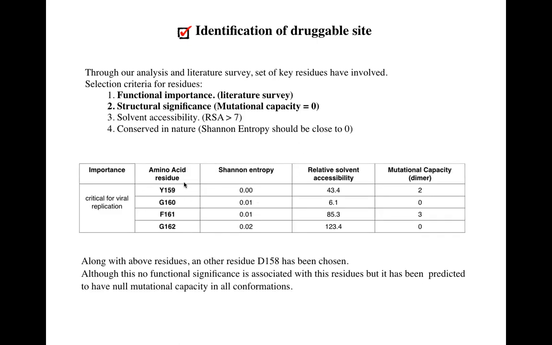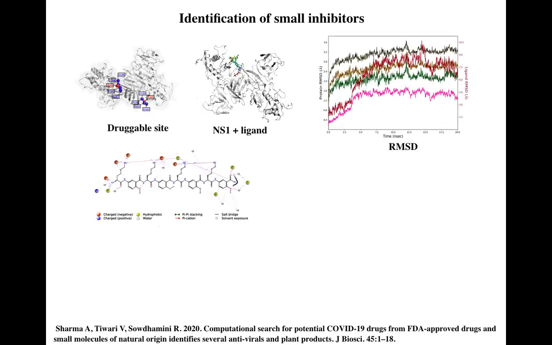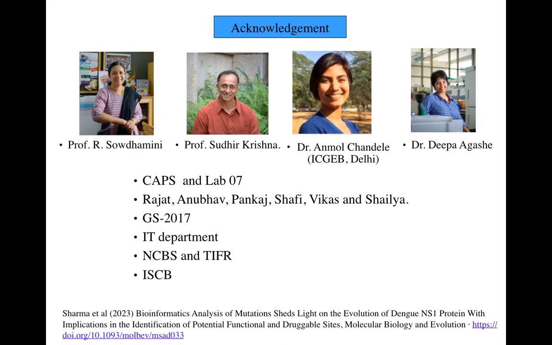We look for a site which is known for functional importance. We see whether there is a structurally important region, like lysines, or not. We also added one more residue which is mutationally conserved, the virtually conserved one, and then finally carried out a virtual screening pipeline, which was published in our previous paper. And finally, this paper was published in 2023 in ME.